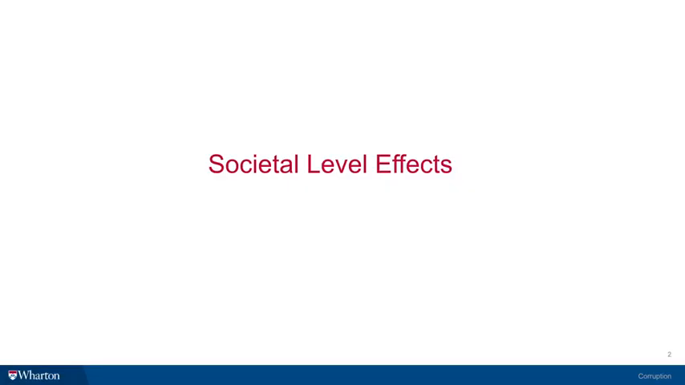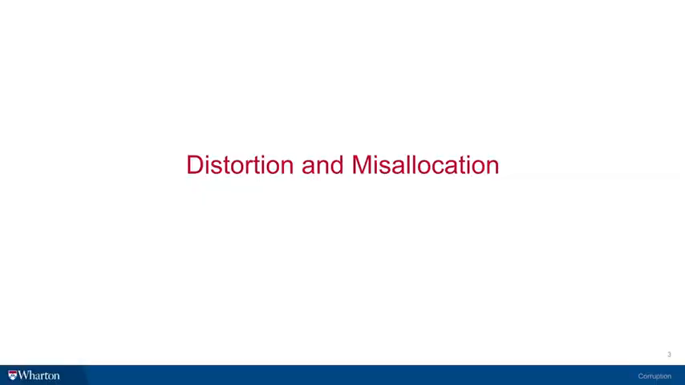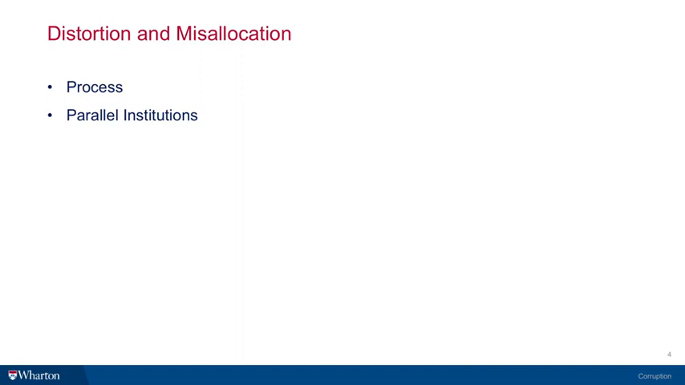And in this lecture, we're going to talk about societal level effects of corruption, the big effects of corruption. And those effects can be summarized in 2 words, distortion and misallocation. Distortion and misallocation occurs because of 2 separate kinds of things that are going on. One is a decision-making process, and the other is the creation of parallel institutions. We'll talk about the process first.